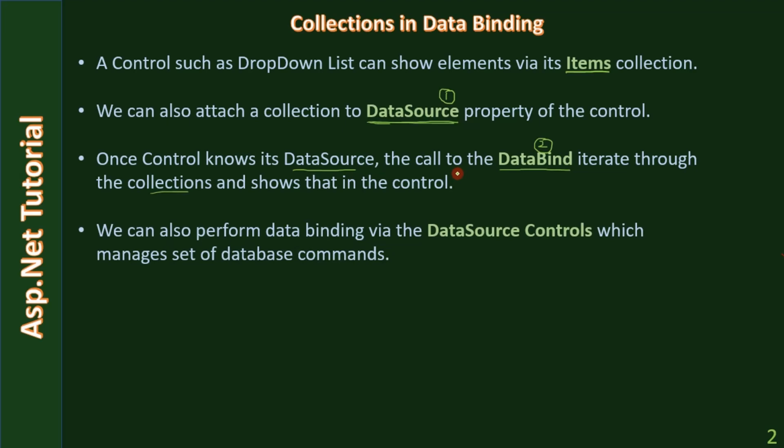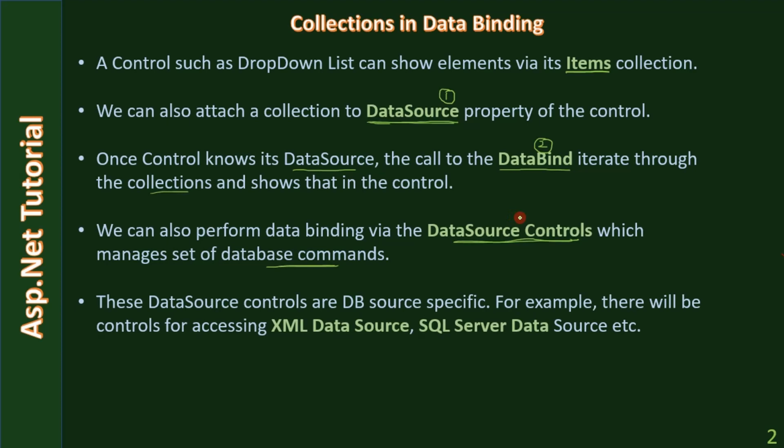We can also perform data binding via the data source controls. There will be specialized controls. You can use that control and do the data binding. We can also perform data binding via data source controls, which manage a set of database commands. So the data source controls are specific to database, and they will maintain database commands as well, like insert, update, delete. So that's for data manipulation, and select is for data retrieval.